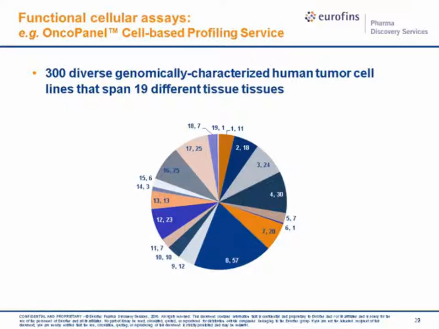Moving on from the cellular mechanistic assay then, there needs to be a functional context. And ultimately, this is getting towards the treatment of the disease state. Now, I'm not going to go into every kind of functional assay out there. These are the contextual assays that show an effect on the cell. They can range from inhibition of cytokine secretion by immunological cells, through to what I'm going to talk about here, which is the inhibition of proliferation of human tumor cells. Now, Eurofins offers what we call OncoPanel, which is a cell-based profiling service that covers actually now over 300 diverse genomically characterized human tumor cell lines that span a broad range of different human tissue types and tumor types.